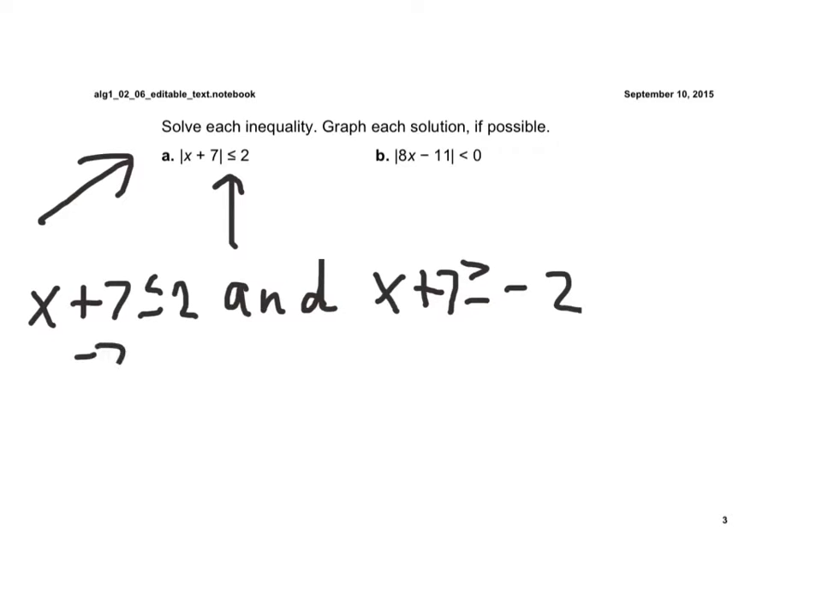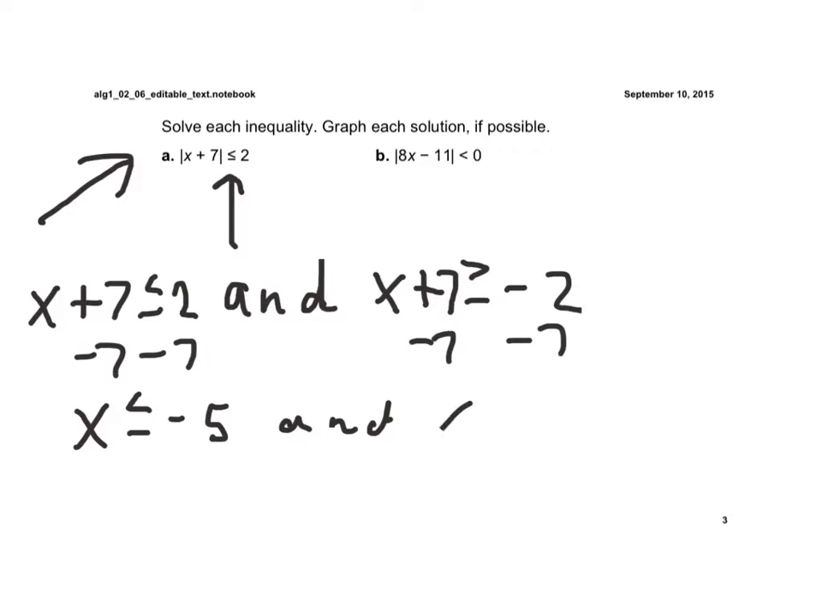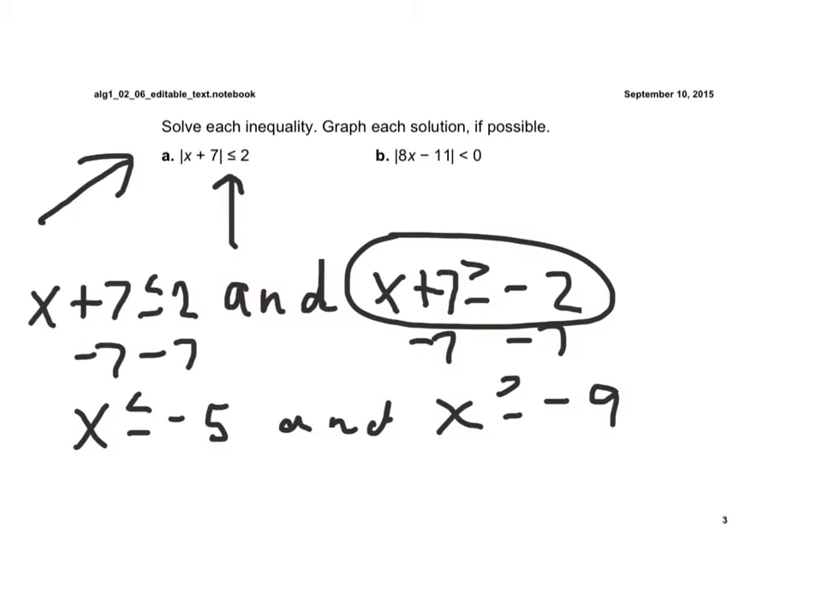And now I solve, so I subtract 7. I get x is less than or equal to negative 5, and subtract 7, x is greater than or equal to negative 9. Now, the reason they usually write this one here first is so we have them in order. So if we look at this, we go in order from least to greatest with x in the middle.